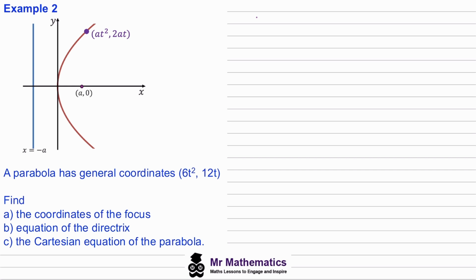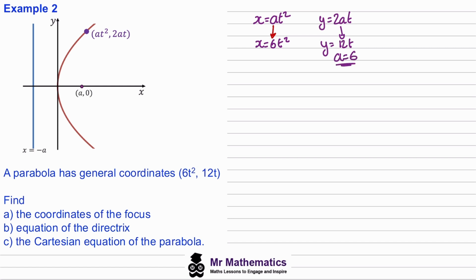Okay, so welcome back. So we know that x is equal to at squared, and we know that y is equal to 2at. And we're given in the question that x is also 6t squared. So we can easily see then that the value of a must be equal to 6. And this works with the y value as well. If y is 2at in its general form, and in the coordinate we're given 12t, well then you can see that the 2a must equal 12. So again, a must equal 6.